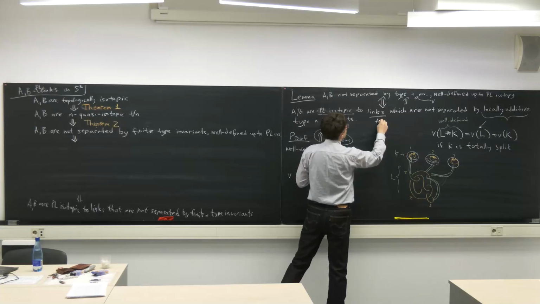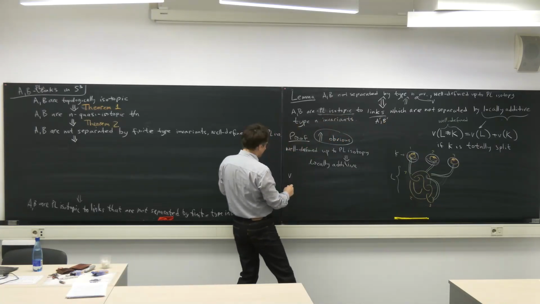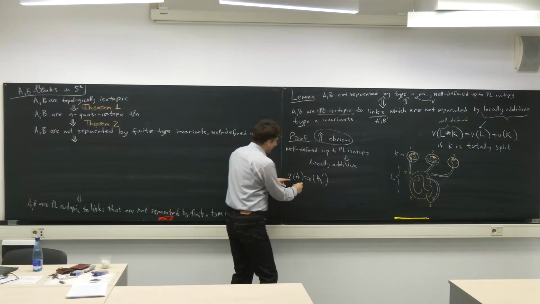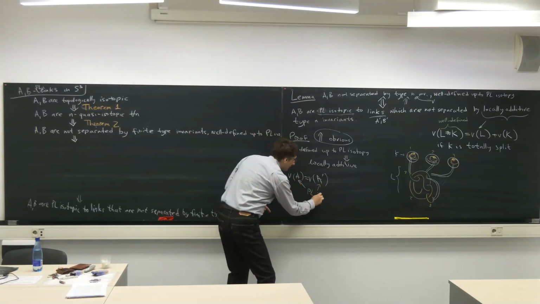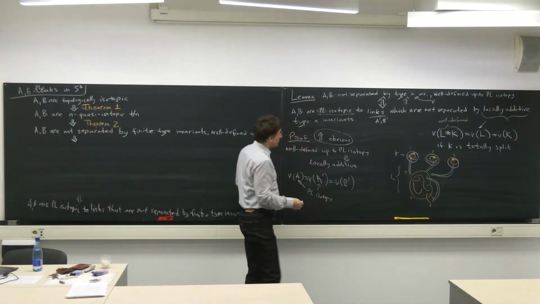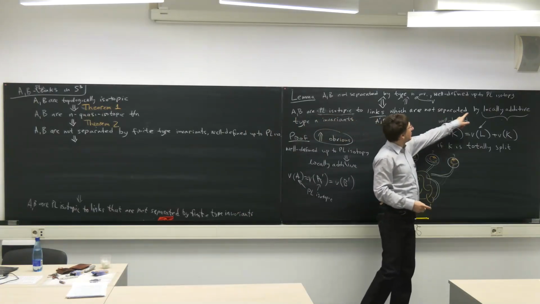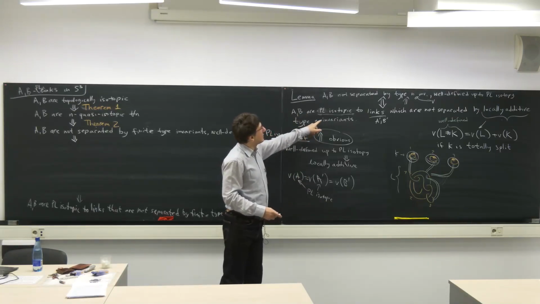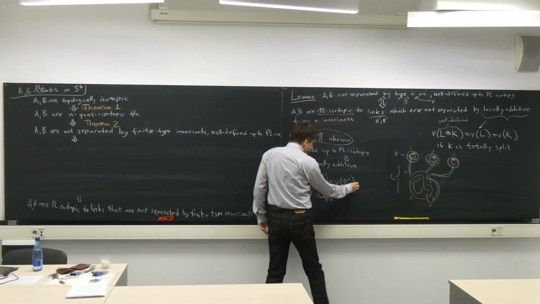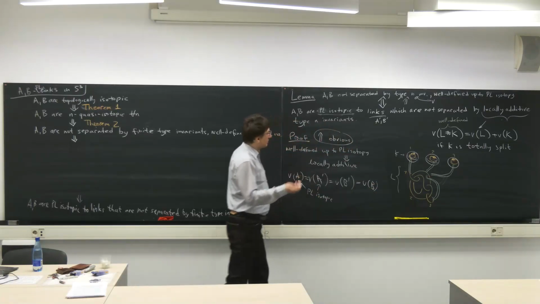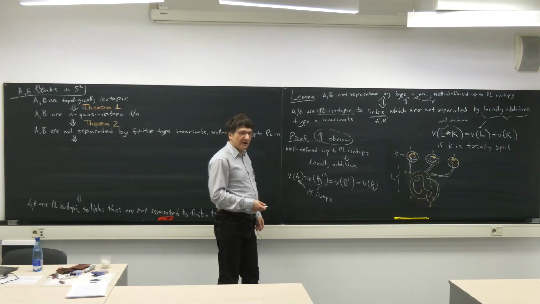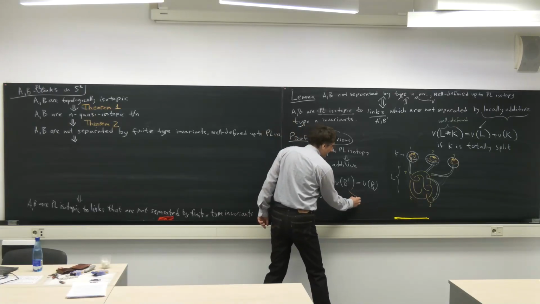So let us call these links A prime and B prime. V of A equals V of A prime because these are PL isotopic. Now this is equal to V of B prime because A prime and B prime are not separated by locally additive type n invariants, and our V is locally additive because it is even well defined up to PL isotopy. Now this equals V of B, and this is what we want. A and B are not separated by our invariant V. Почему B' равно B? By the same reason they are PL isotopic.